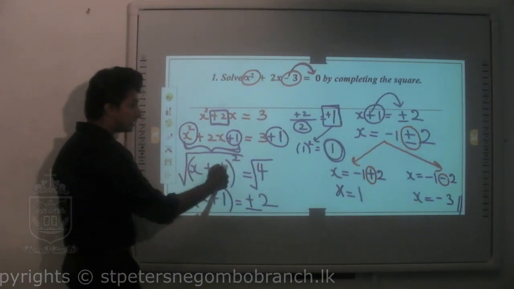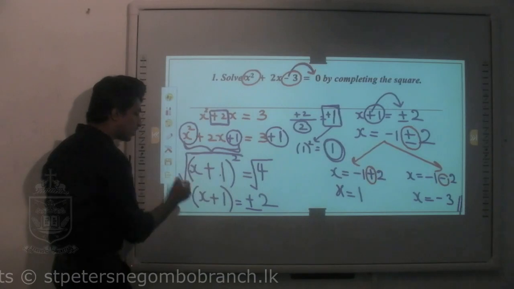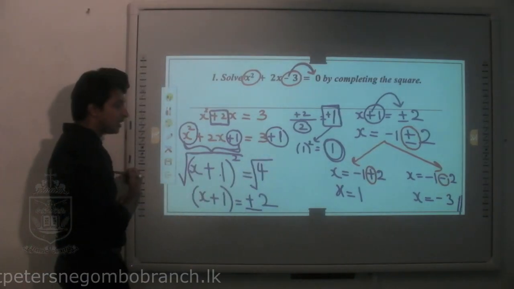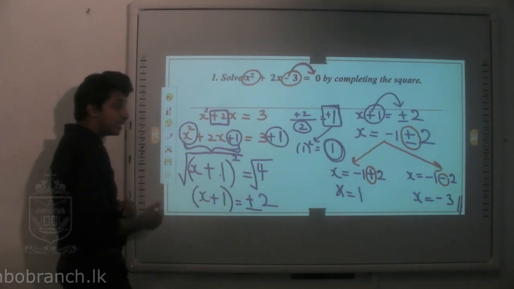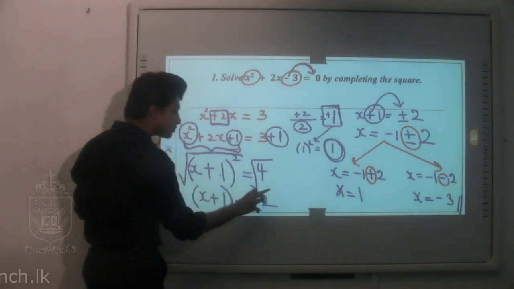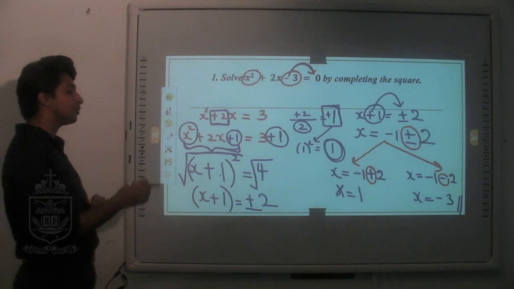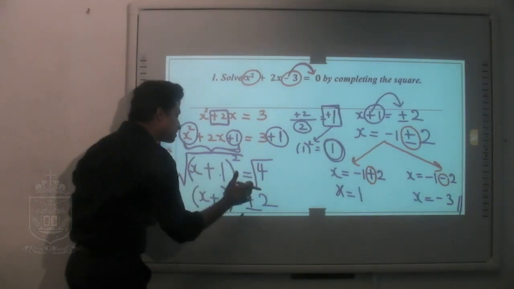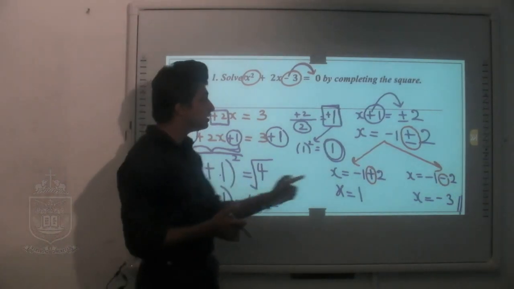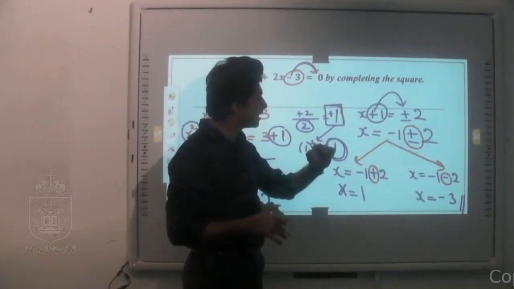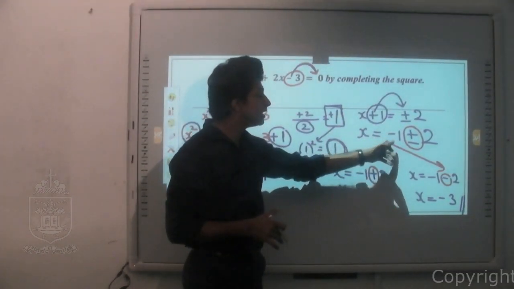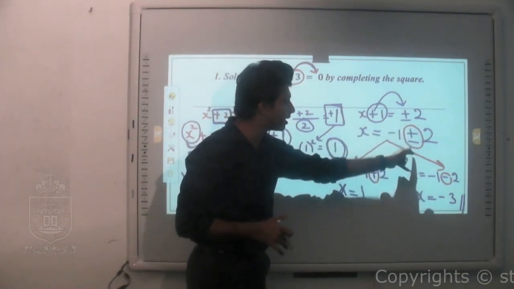Now to remove this square, I will take the square root of both sides. When I take the square root of both sides, x plus 1 will come out alone. As I told you, for 4 we are not just going to write plus 2 this time. We are going to use plus or minus 2. Then I have to find the value of x. Therefore plus 1 I am taking to the other side. It will become minus 1. Then I have minus 1 plus or minus 2.